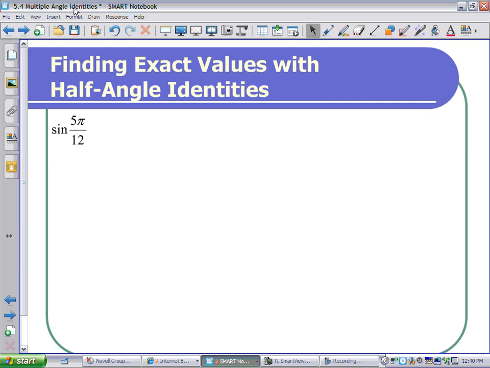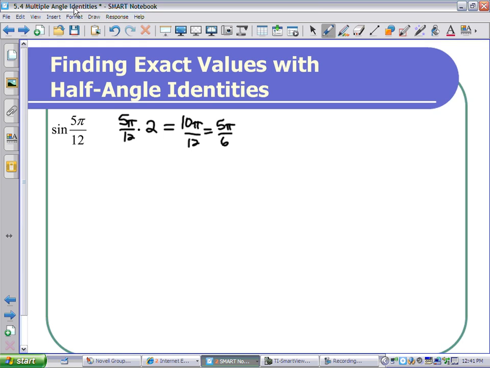Finding exact values with half-angle identities. We have sine of 5 pi over 12. So first off, they're telling me 5 pi over 12 is a half angle. If we want to know what the actual full angle would be, if you take 5 pi over 12 and multiply it by 2, it now becomes 10 pi over 12, which is going to reduce to be 5 pi over 6.